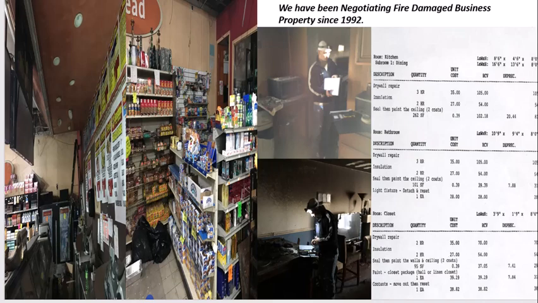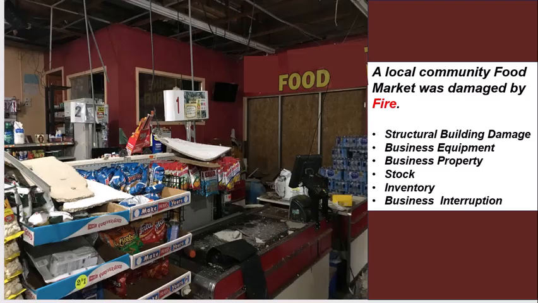This was a fire claim that we handled back. It was a small shopping center, and there was a lot of stock and goods, a lot of inventory that was damaged. Meats, eggs, dairy. It was just really nasty. Your business claim may consist of structural damage, business equipment, business property, stock, inventory, business interruption.